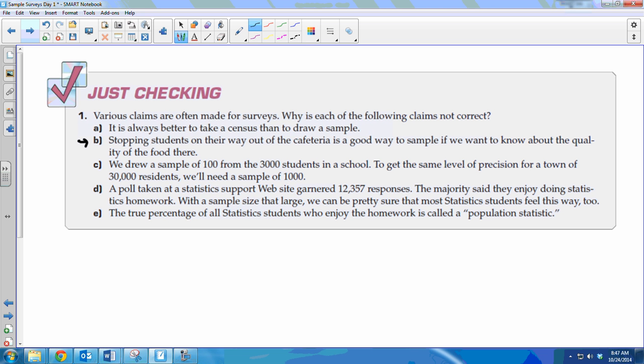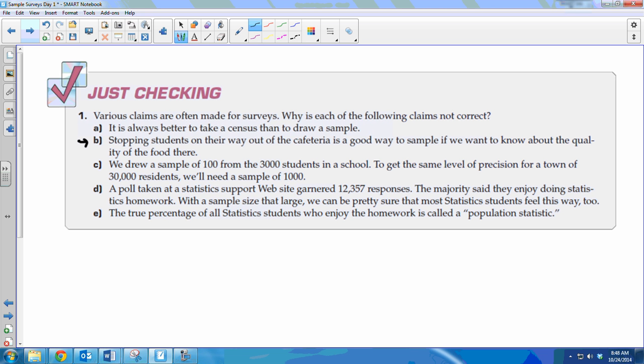It's biased, right? They're talking about a statistics support website. If you care that much that you can't figure out your homework and you go to a statistics support website, then you probably like statistics a little more than the average person, right? So that's definitely going to be biased.